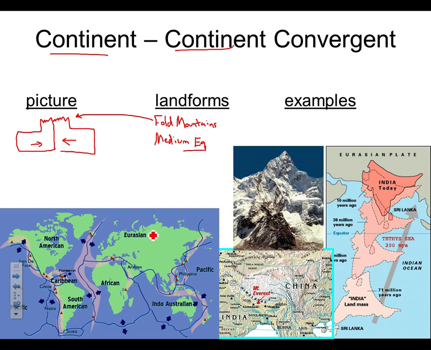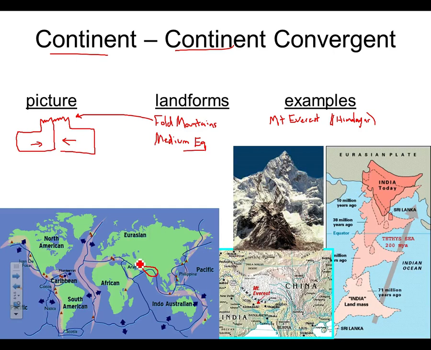Look at your map, find some examples of this. The best example is here. The Indian-Australian plate smashing into the Eurasian plate. That makes Mount Everest and the Himalayan mountains. So Mount Everest, I'm going to put Himalayas. Okay, the Himalayan mountains. That's really our best example.